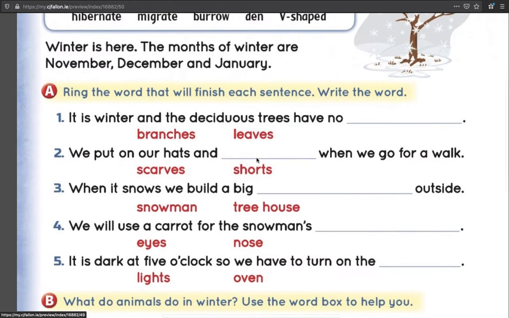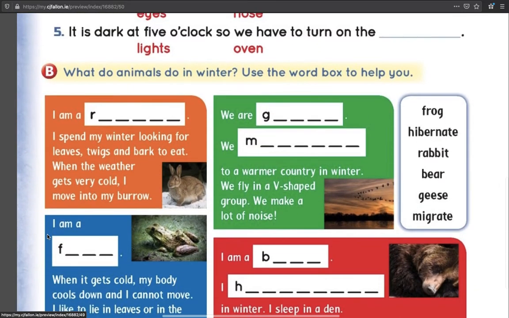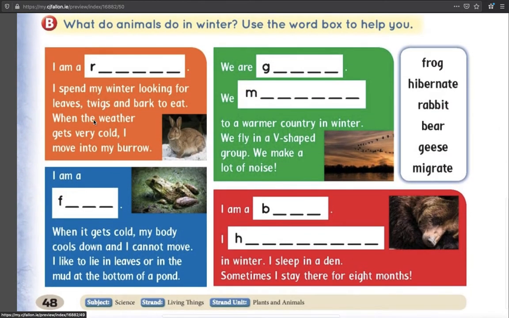So moving on, we put on our hats and something when we go for a walk, scarves or shorts. When it snows, we build a big something outside, snowman or treehouse. Hopefully, some of you will get to do this week. We will use a carrot for the snowman's eyes or nose. It is dark at 5 o'clock, so we have to turn on the lights or the oven. Maybe both. What do animals do in winter? Use the box to help you.